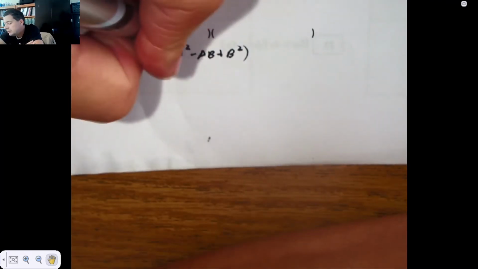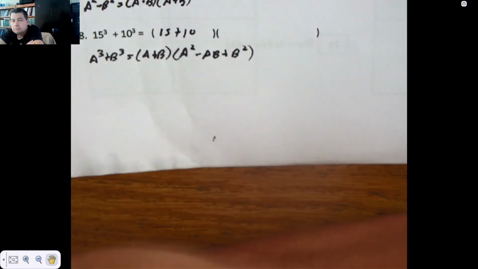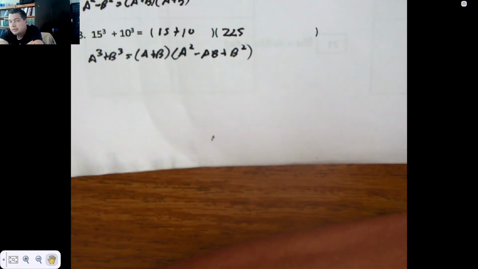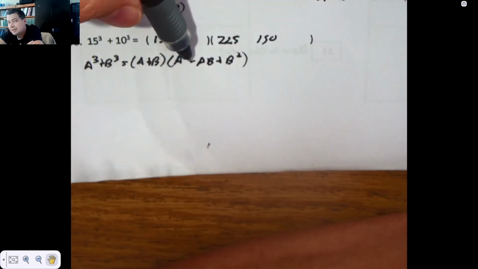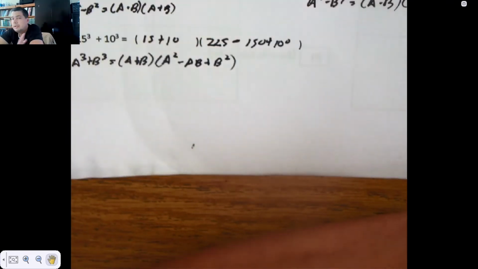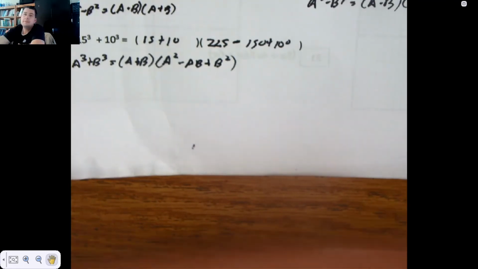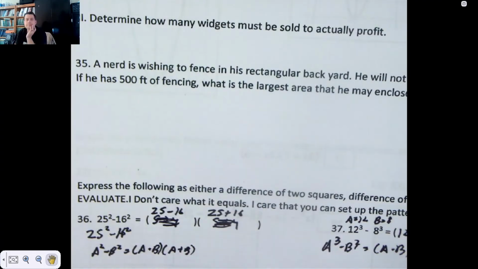Anyways, A is 15 and B is 10. If I square 15, I get 225, last I checked. If I multiply them together, I get 150, but I pay attention to that sign. And if I square 10, I get 100. And I don't care what the rest is. I'm not going to put any of it together. All right, I'm going to stop at 35 because I'm tired and I want to go home.